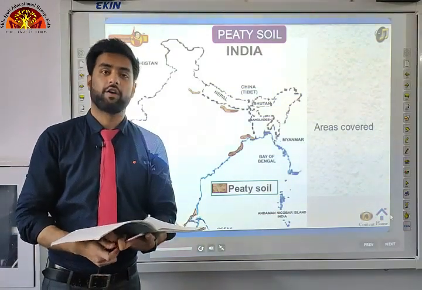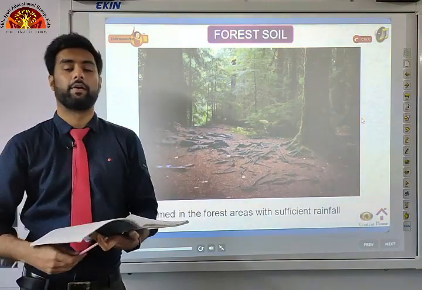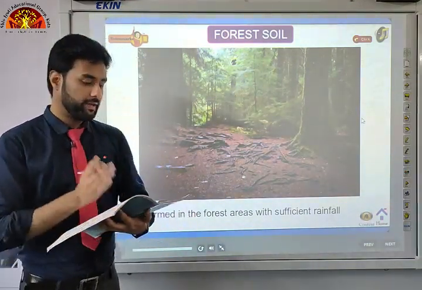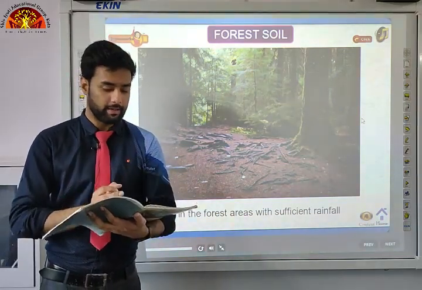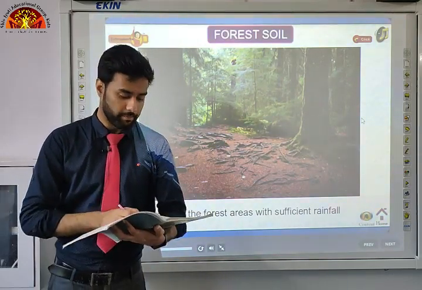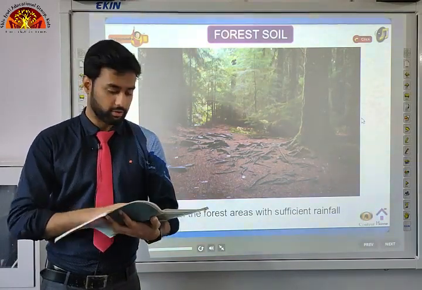Now our last is forest soil. Now let us discuss the soil which is found in forest, which is called forest soil. As the name suggests, forest soils are formed in the forest areas where sufficient rainfall is available. The soils vary in structure and texture depending on the mountain environment where they are formed. They are loamy and silty on valley sides and coarse grains in the upper slopes.